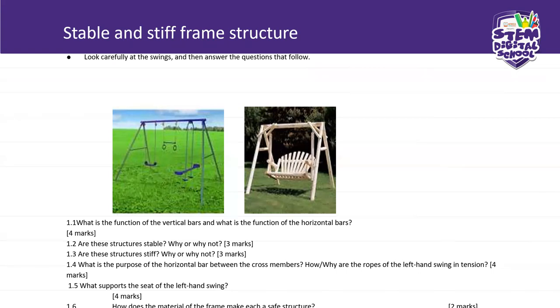Yes, ma'am. And also to connect these two vertical members, these two vertical structures. It is spanning the distance between these two vertical structures, and it is also holding the swing. So it acts on the weight, the pulling weight of the person who's using the swing.